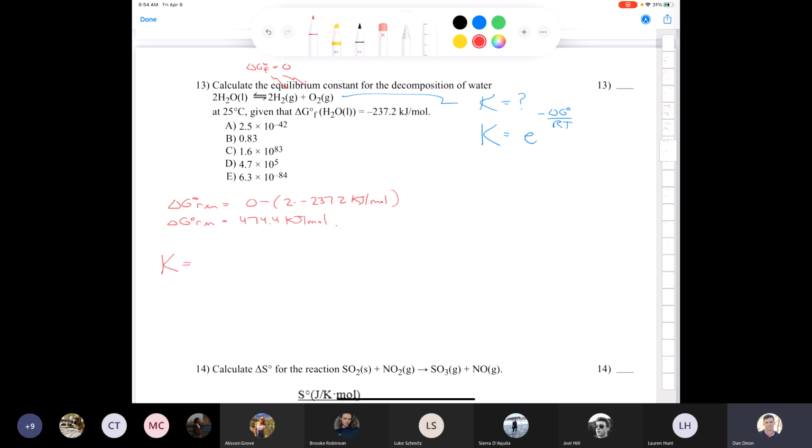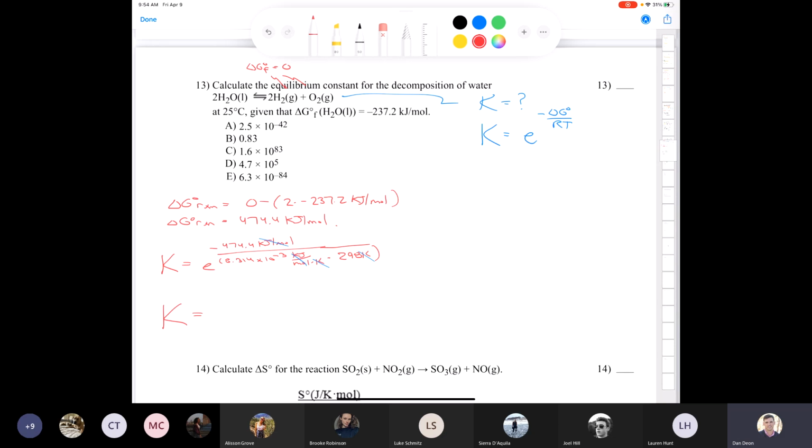So K is going to be equal to e to the power of negative 474.4 kilojoules per mole divided by 8.314 times 10 to the negative 3 kilojoules per mole Kelvin multiplied by the temperature, which is 298 Kelvin. Like that. You can see that my units cancel. And again, I don't know if this is going to give me the right answer or not, because I think I made a mistake in my algebra before.